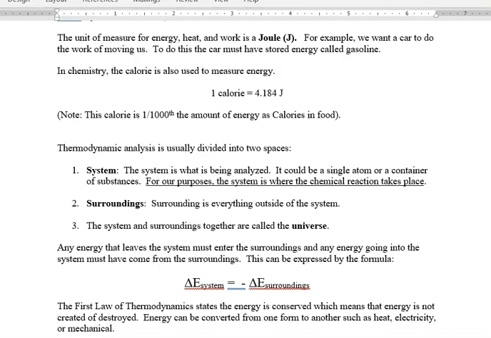So this can be expressed as delta E, change in energy of the system, equals minus delta E of the surroundings. All it means is the numeric value of the energy going from system to surroundings or surroundings to system is going to be the same number. It's just in one case it's going to be a minus sign, in one case it's going to be a plus sign, and we'll talk about which is which in just a minute.